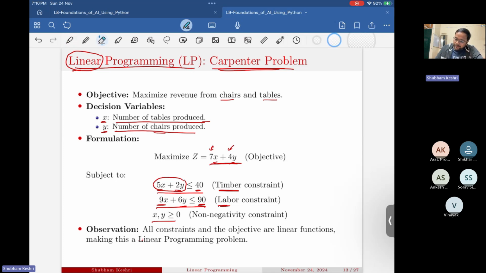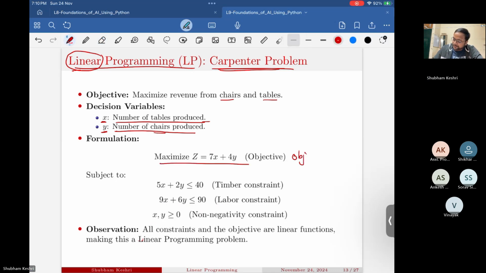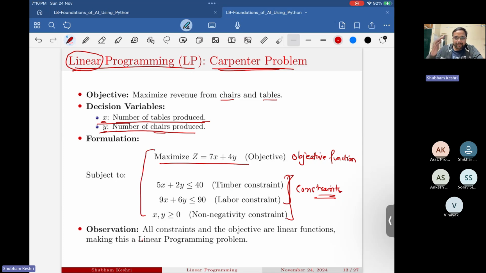When we write the problem like this, this is known as the objective function, and these three are known as the constraints. These are the decision variables. When we write a problem like this, it is a mathematical formulation of the Carpenter's problem. And if you observe, this mathematical formulation is linear. The objective function is linear, the constraints are also linear, and therefore this is a linear programming problem.